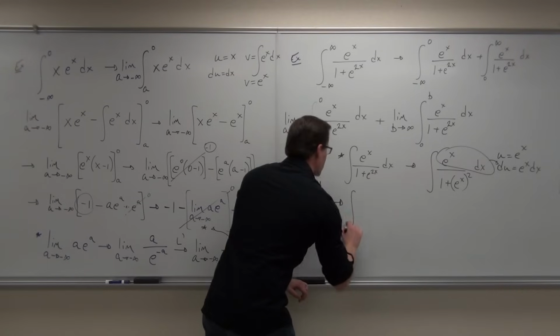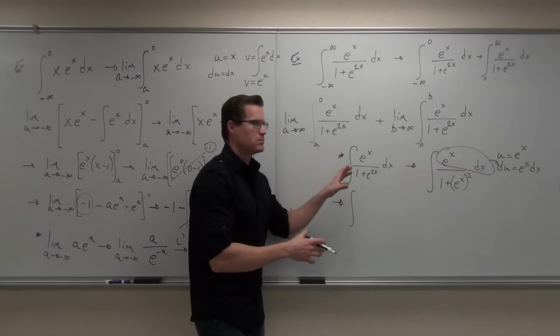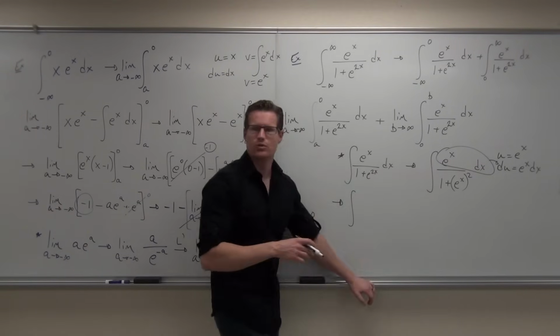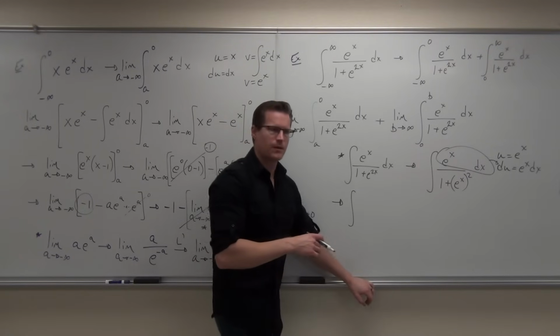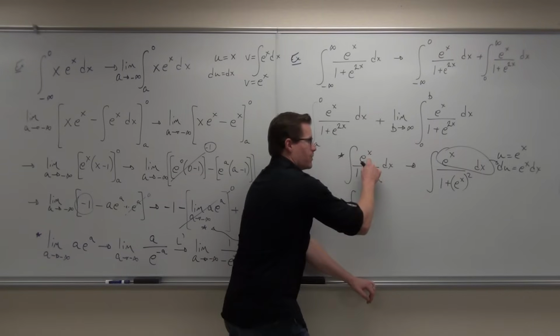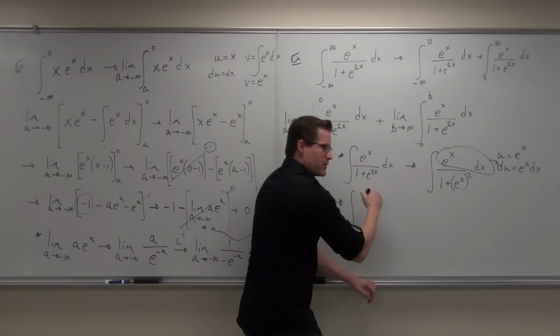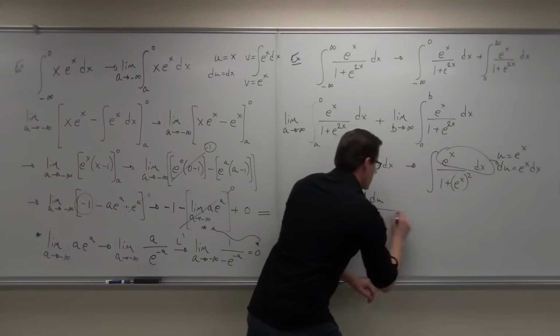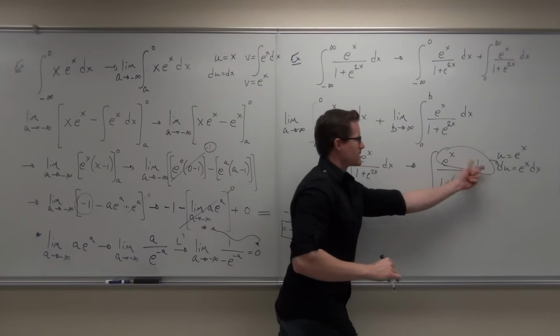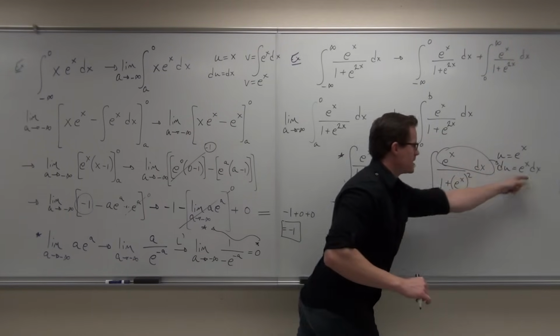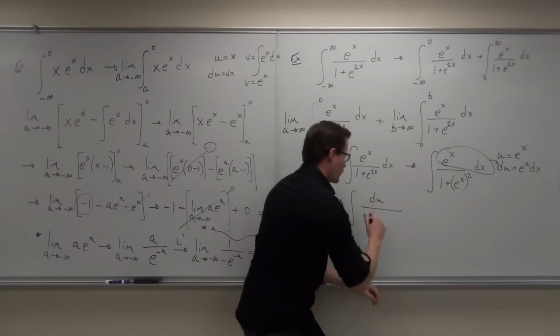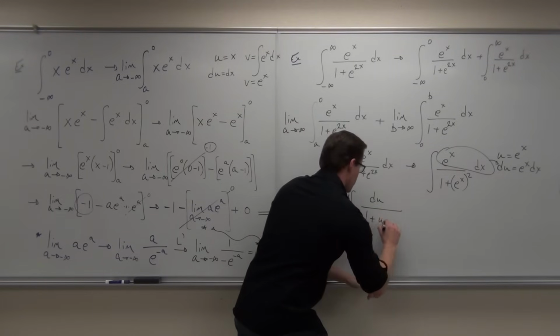So the integral that looks really hard right now is not so hard. Tell me what's going to be in the integral. 1 over 1. Okay, so this goes away. You can write du, because e to the x dx is du. E to the x dx is du. Over what? 1 plus u squared.